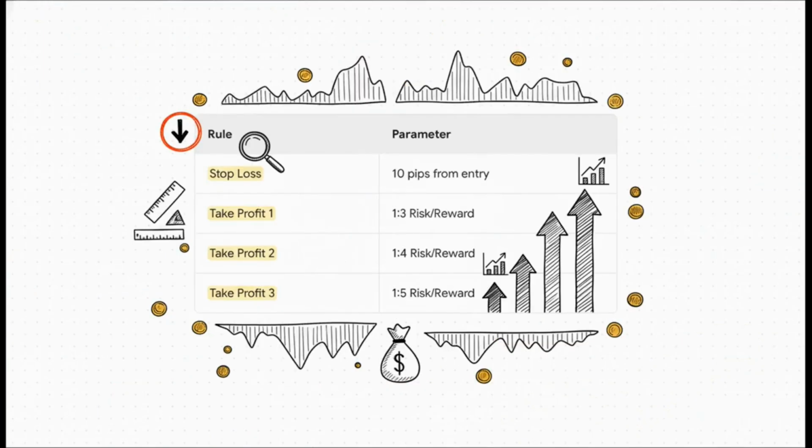So here are the exact numbers. Your stop loss, you place it just 10 pips away from your entry candle. Super tight. That keeps your risk really small and controlled. Then, for your profits, you set multiple targets. You take some profit at a 1-to-3 risk to reward ratio. You aim for more at 1-to-4. And if you're lucky, you can even let a piece run for a 1-to-5 target. This way, you lock in gains, but also give yourself a chance to catch those massive home run moves.